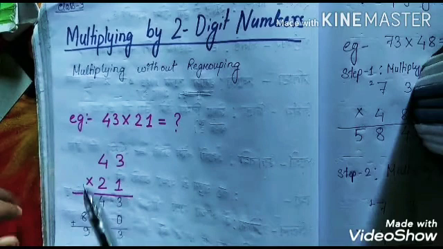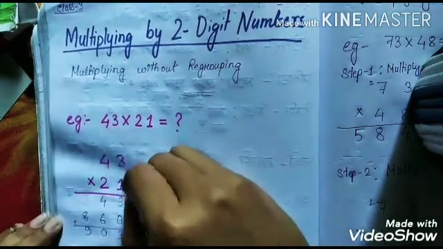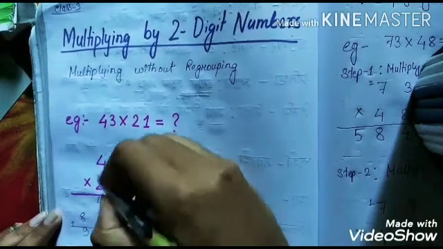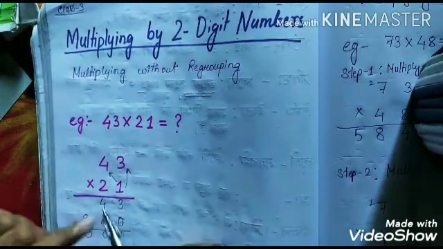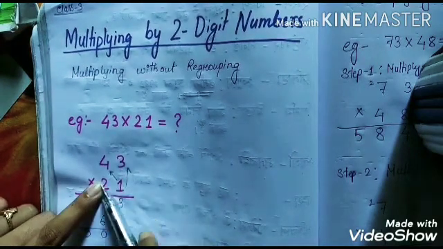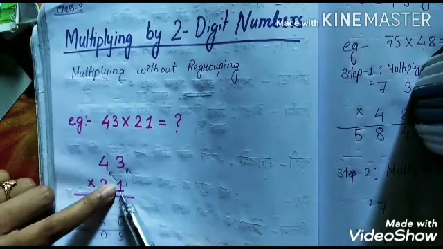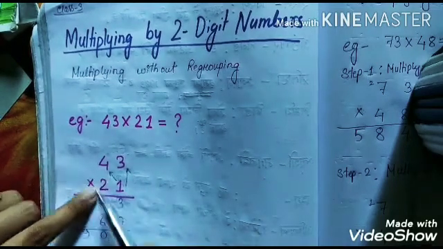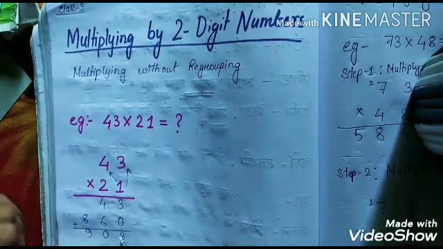According to the rule, we start from the ones place and multiply it with the ones place, and then with the tens place. In the next step we start from the tens place and multiply again with the ones place and tens place. So let's see. First let's start from here. 1 3s are 3, 1 4s are 4. So the first step is complete. Now we go to the second step.